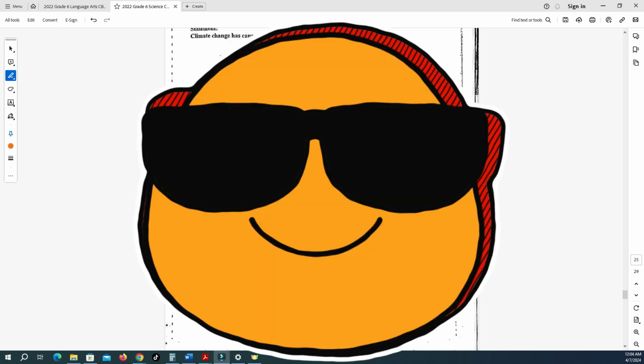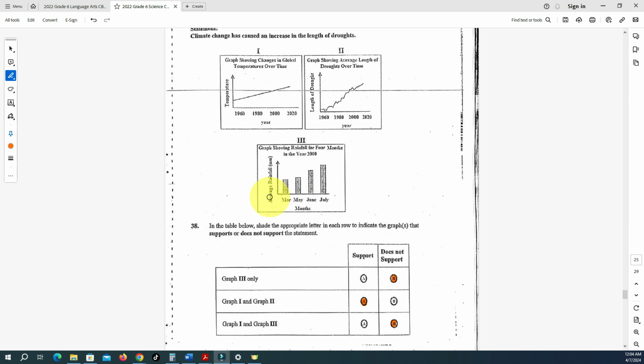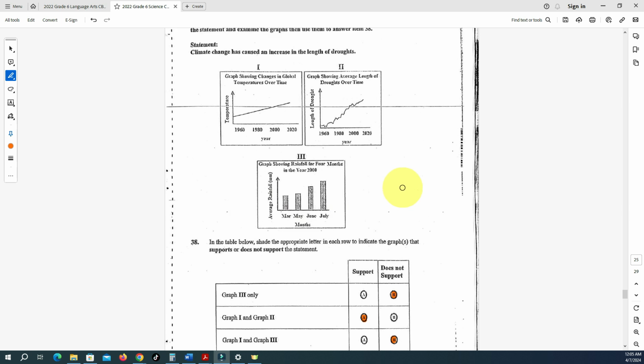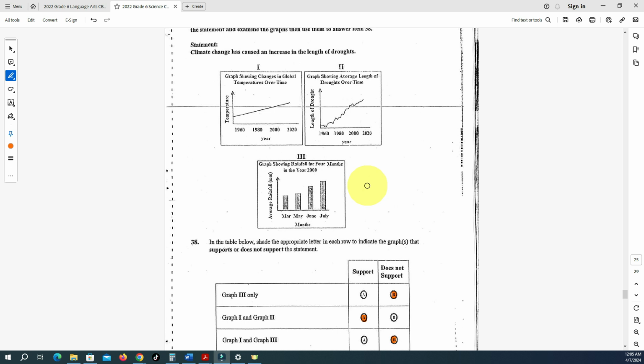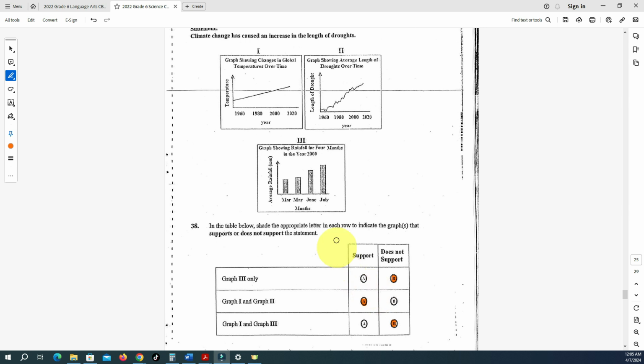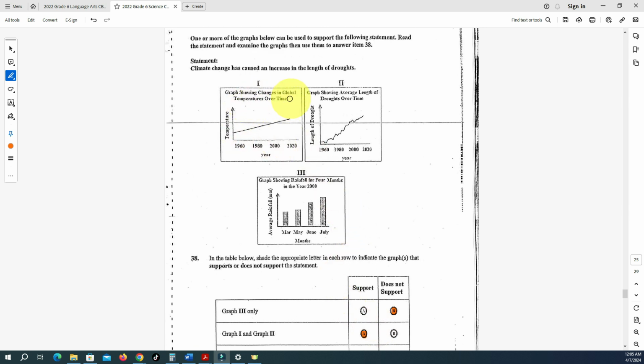Let's look at graph 3. It shows the rainfall, but it doesn't show the rest of the year. I am not sure if this is saying that this is all the rainfall for the entire year. This is just not telling me that. So to me, it doesn't support that climate change actually increases the length of drought. I don't see any of this. It says graph 1 and 2 I selected yes because showing changes in global temperature over time, and the temperature, I definitely think that this one can.